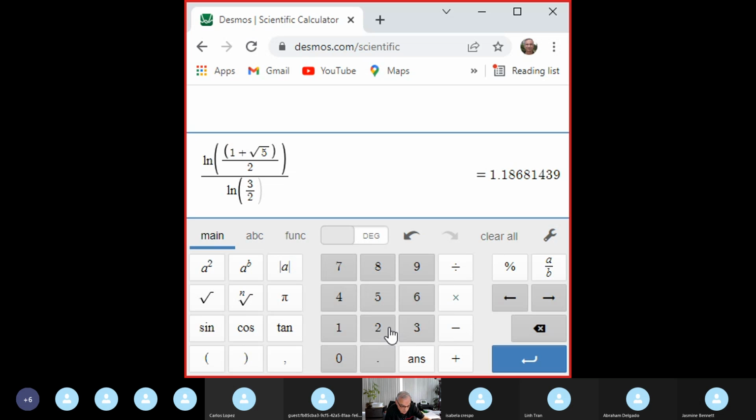And the answer is 1.18681. So if you round to the 4th decimal place, 1, 2, 3, and 4. No, I did it wrong. It's 1, 2, 3, 4. The next digit after is 1. So it's 1.1868. End of the story. No 7, 68. Do you get the same answer as me? Yes or no? Yes. Excellent.